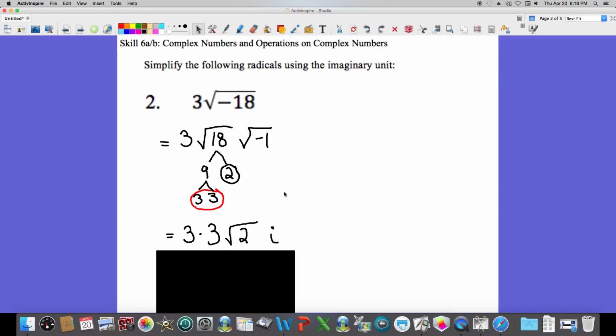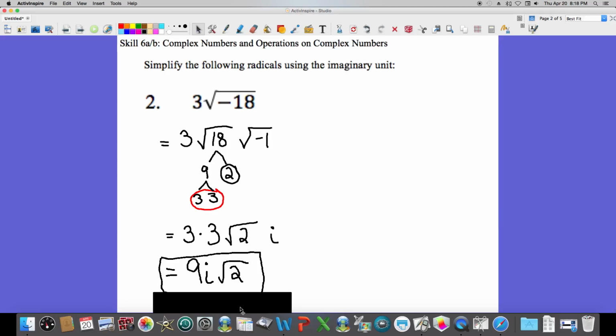That's a much harder thing to simplify and talk about. In fact, we're not going to talk about the square root of i. So the 3 times 3 was 9. It's times the square root of 2 times i. Since I can write multiplication in any order, I will move that i in front of the radical so that there's no misinterpretation of what I'm trying to multiply.